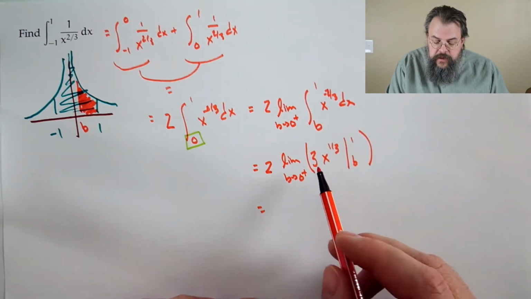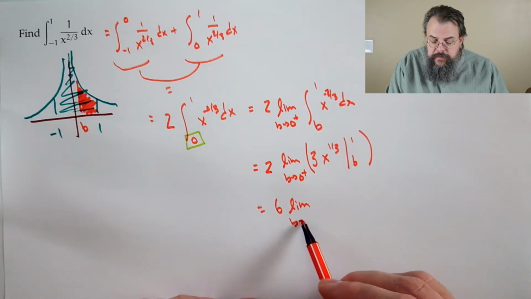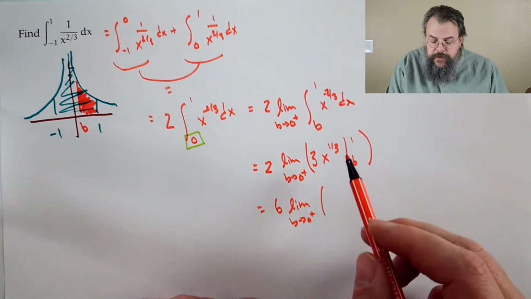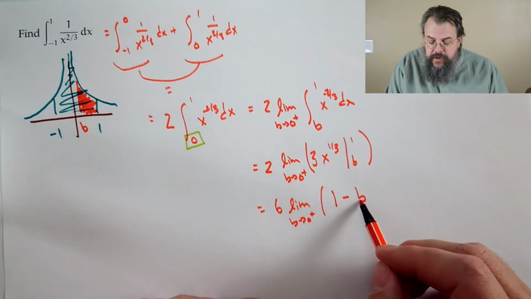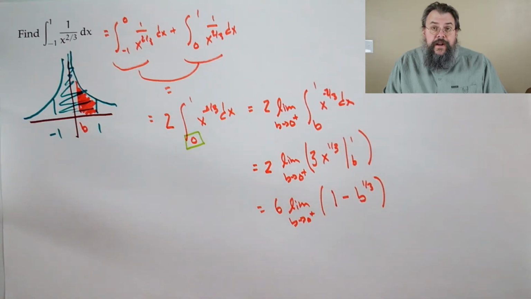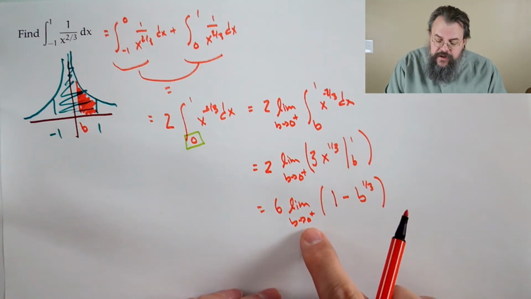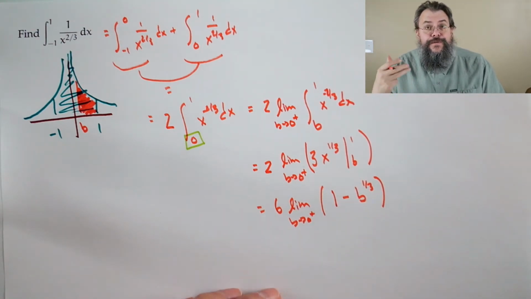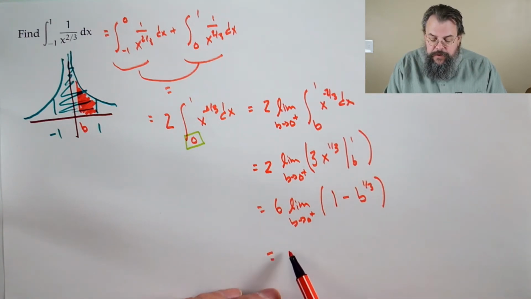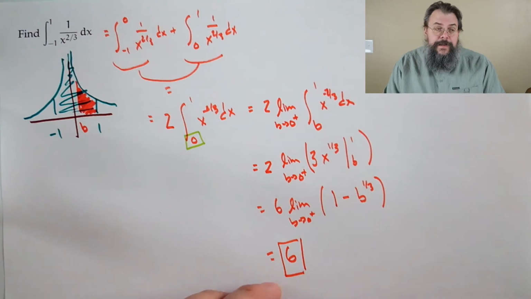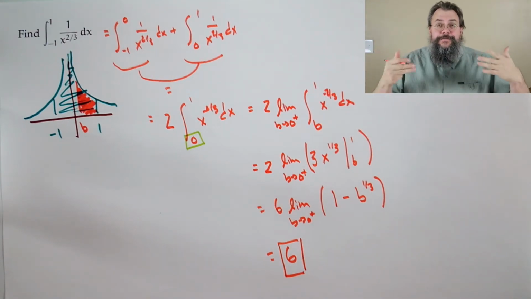So, great. You can even pull out the 3. So we get 6, as b approaches 0 from above. And when you plug in 1, you get 1. And then subtract, plug in b. b to the 1/3. And now we're like, hey, we can see what's happening. As b goes to 0, b to the 1/3 goes to 0. Positive exponent. So we end up with 6. And all right, good, we're done. Woohoo! All right, so that's if we had been very formal.